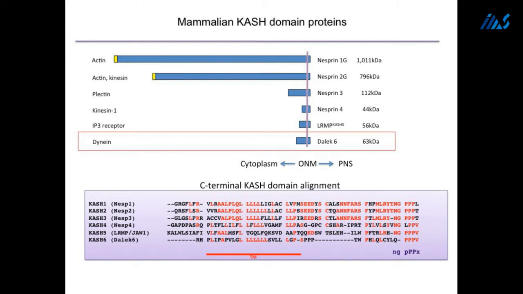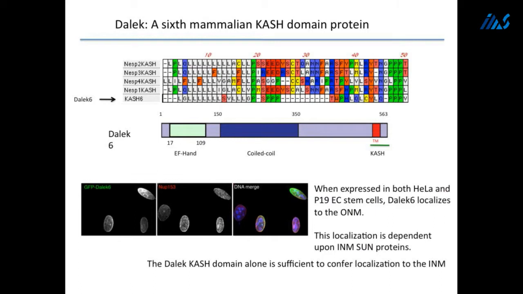It clearly contains a KASH domain, albeit a very degenerate-looking KASH domain. What can we say about this protein? Actually, not much. It has the carboxy-terminal KASH domain, a central coiled-coil domain, and a minor terminal EF hand-like sequence.